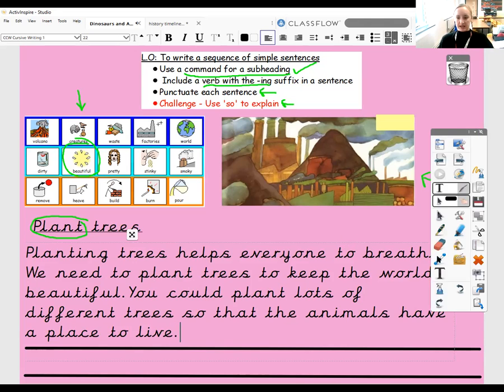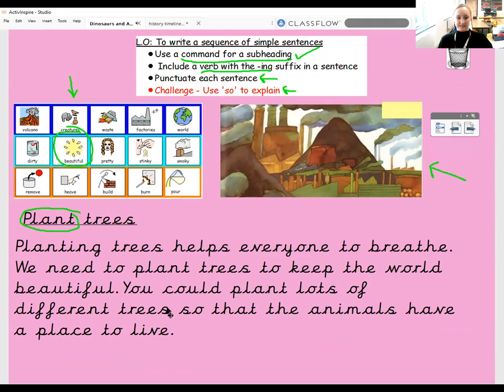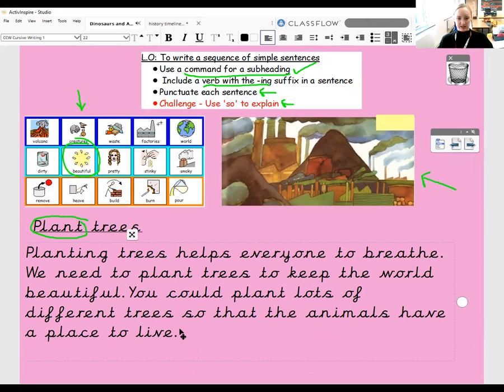Great. Right, is there anything else I want to say? Let me think. So I've said planting trees. It's always good to remember to check through it. Planting trees helps everyone to breathe. We need to plant trees to keep the world beautiful. You could plant lots of different trees so that the animals have a place to live. Look, I've used so as well.